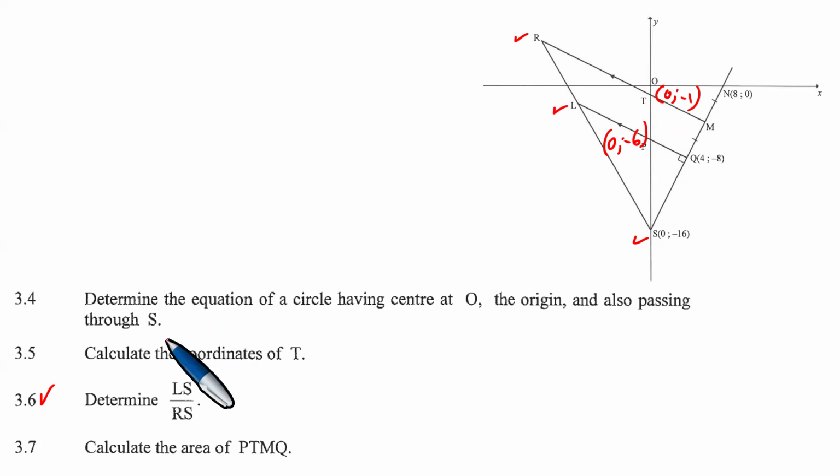Yeah, let's try. Okay, let us do this question here. So you have T, that is coordinate 0, -1.